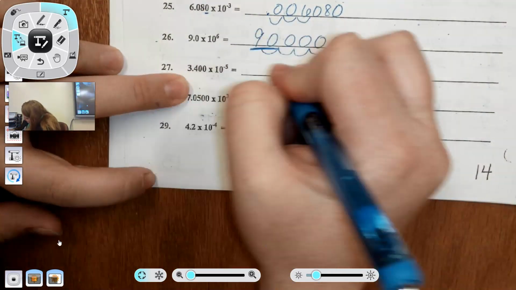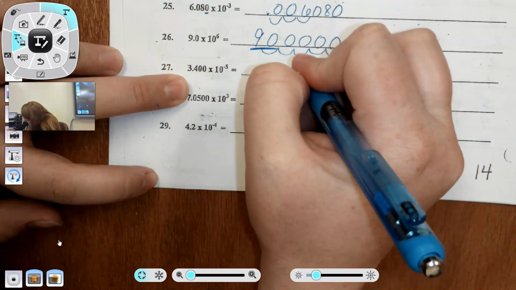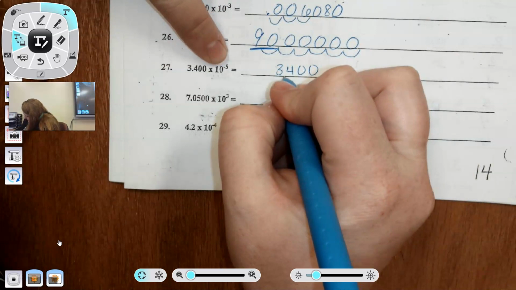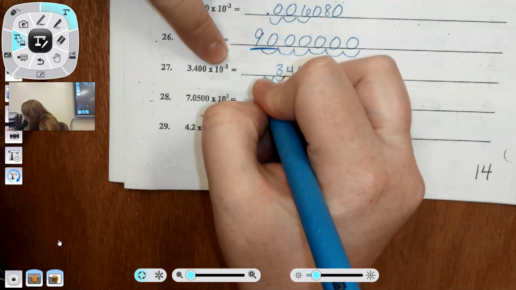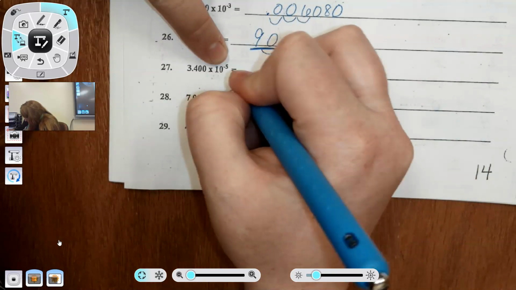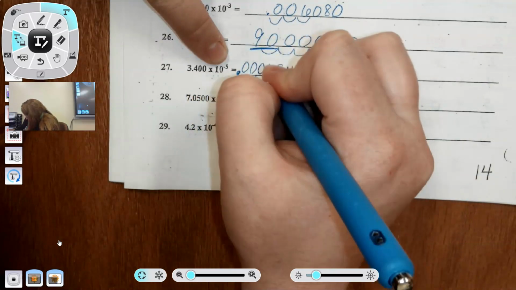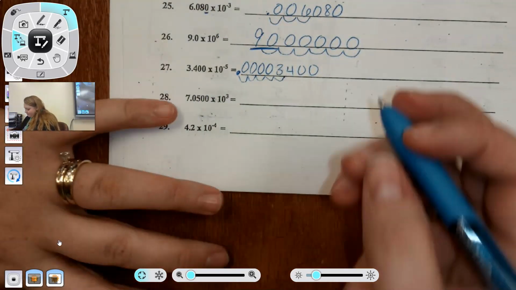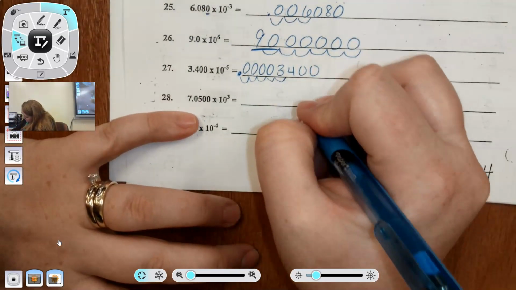Okay, so I'm going to write my digits out. And if my decimal is here, we got to move 5 spaces to the left. 1, 2, 3, 4, 5. So my decimal goes right there, and I need to fill in these placeholders with zeros. All right.